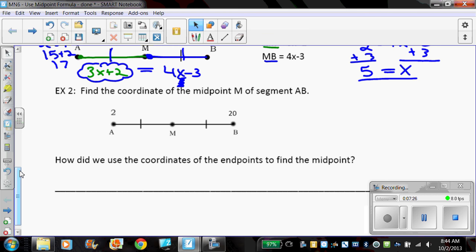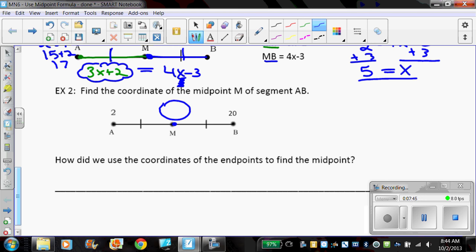Okay, example 2, it says find the coordinate of the midpoint M of segment AB. So think of this as being right on the number line. The A value is 2, the B value is 20, and I want to know what this value is right here if this were just on the number line. And think about it for a minute. I will tell you that many students say 9, and a lot of students say 10. The actual answer is 11.